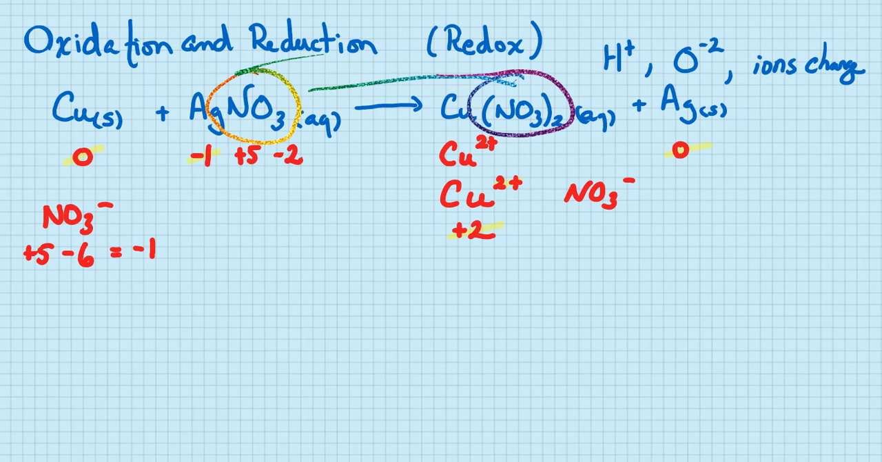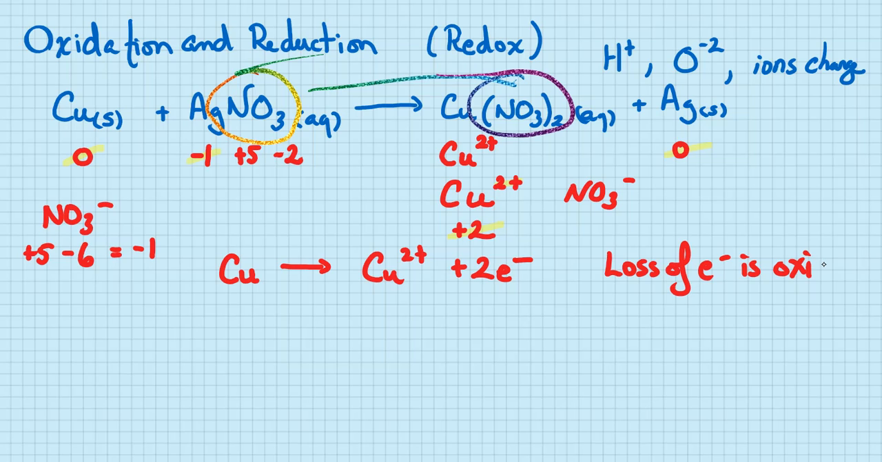So let's interpret that a little bit. We have copper that went from a 0 to a 2 plus. That is said to have lost, the only way to do that is to lose 2 electrons. So a loss of electrons is oxidation. We'll say that copper has been oxidized.